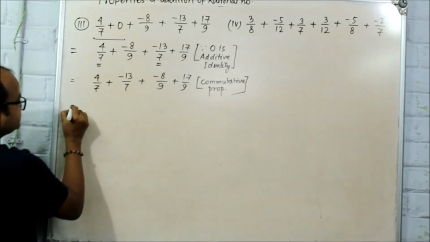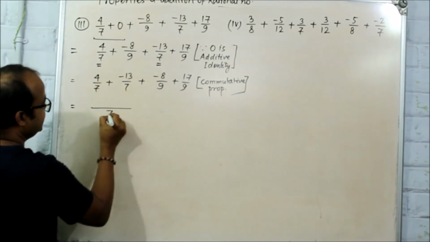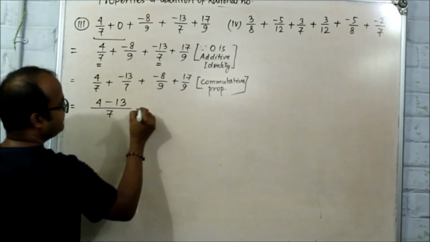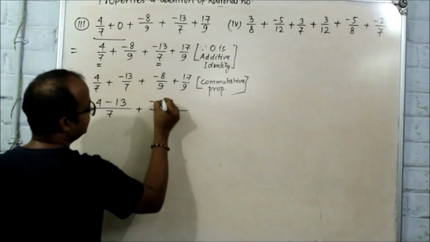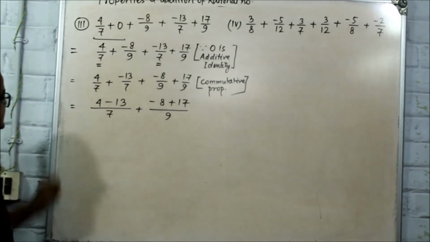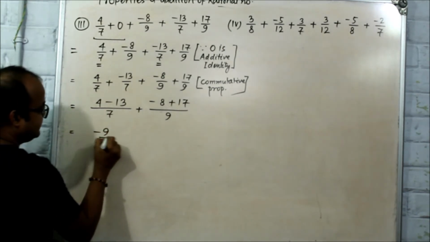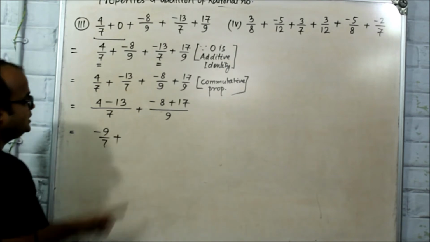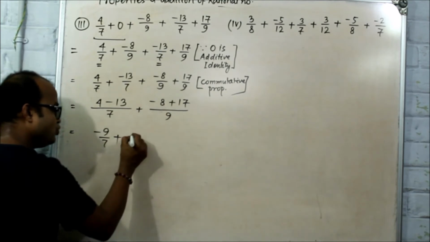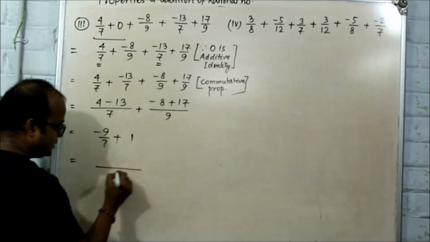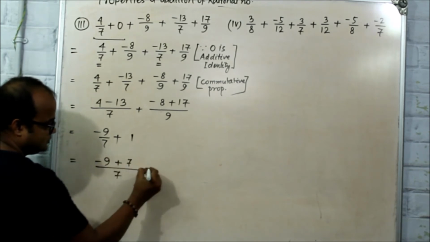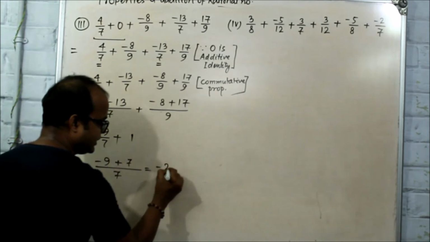Now, if you simplify, you will get 7 as LCM: 4 plus minus 13 plus 9 minus 8 plus 17. 4 minus 13 is equal to minus 9 by 7, plus 17 minus 8 is equal to 9. 9 by 9 is equal to 1. So LCM is 7: minus 9 plus 7. So this is equal to minus 2 by 7.